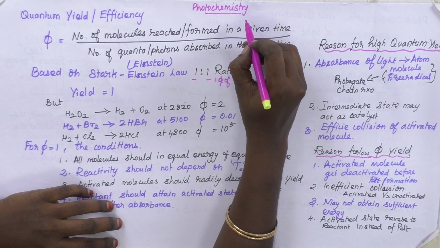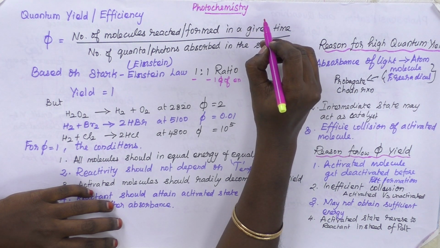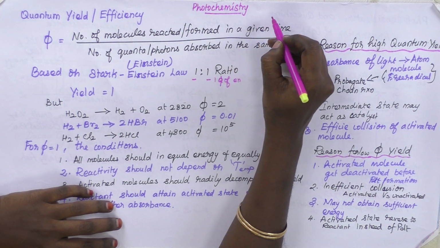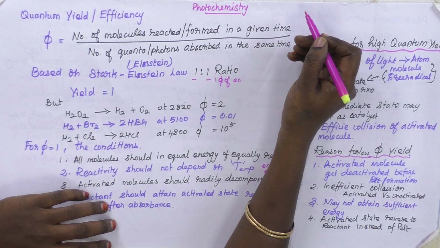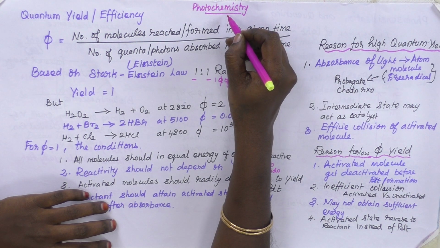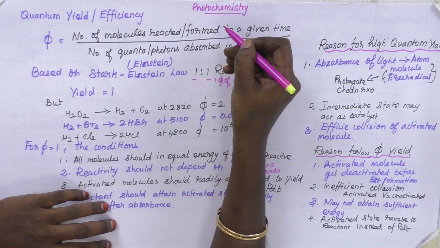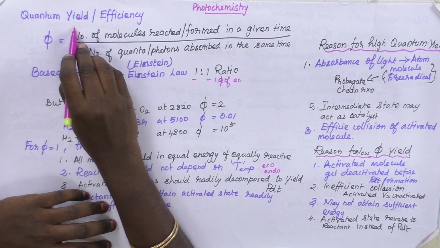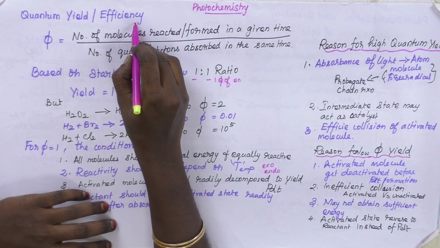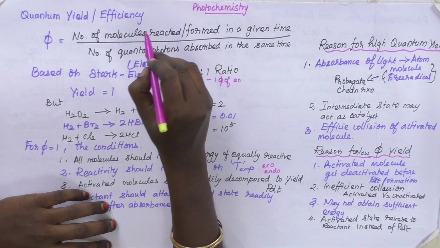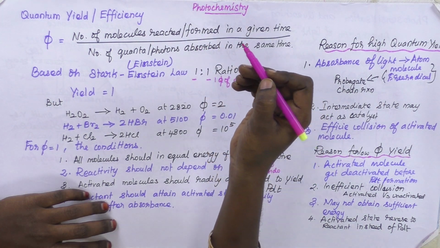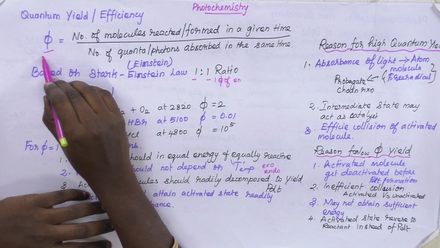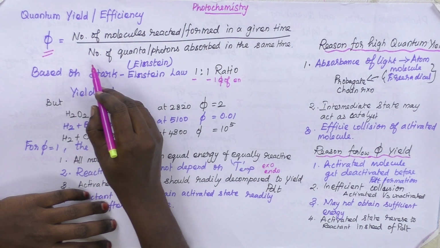Normally, in a thermal reaction, we find the efficiency of a reaction by the rate of the reaction. In photochemistry, there is one term which explains the efficiency of a photochemical reaction, that is quantum yield. Otherwise, it is called quantum efficiency. Here, how much light is absorbed and what quantity of product is formed, this ratio is explained by quantum yield or quantum efficiency.